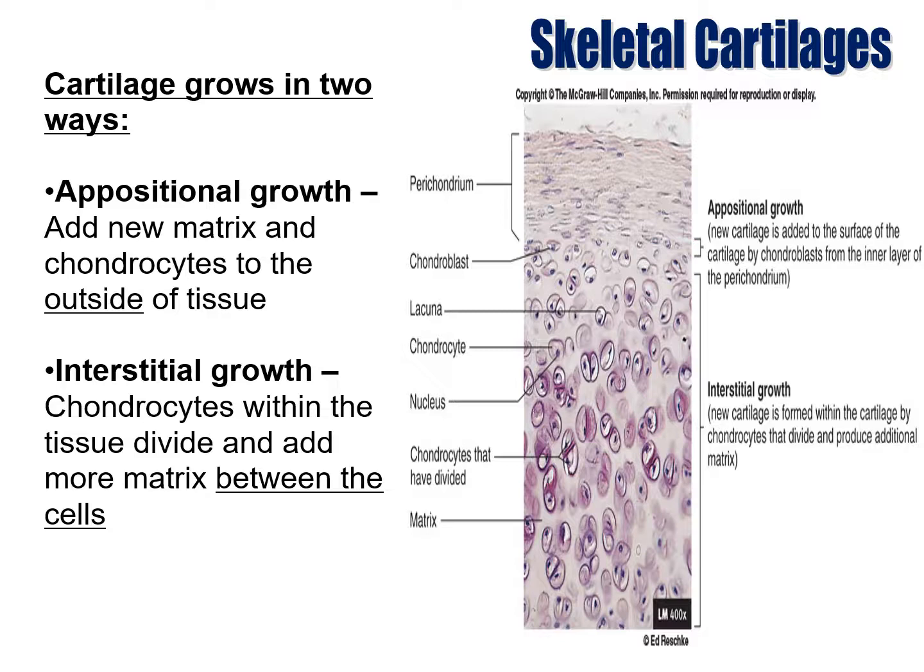Cartilages show two types of growth: appositional and interstitial. Appositional means growth from the outside. That means matrix and chondrocytes are added to the outside of the tissue, while interstitial means growth from the inside. So matrix is made in between the cells.